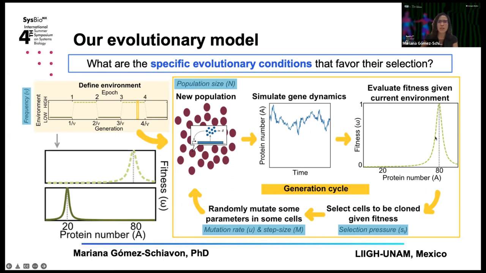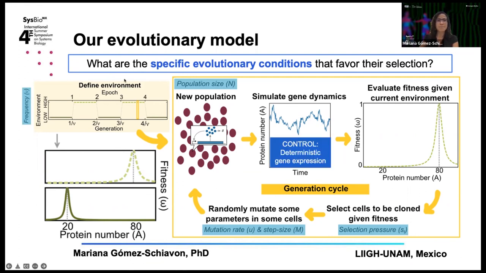We then, once we have our population with each individual with its fitness value, select the individuals to be cloned in the next generation, according to the fitness distribution in the population, but also to a parameter of selection pressure that we can play with and see the different effects in the system. And every time we clone an individual to the new generation, we allow with certain probability for new mutations to arise. In addition to the probability of having a mutation, we also have an important parameter here that is the step size, how different the mutants can be from the original parent. And we play with all these parameters to systematically explore the evolutionary conditions and try to make sense and learn something about the evolutionary selection of this epigenetic switch. So we repeat this for every generation. This is a generation cycle, and we do it for multiple generations varying our environment.